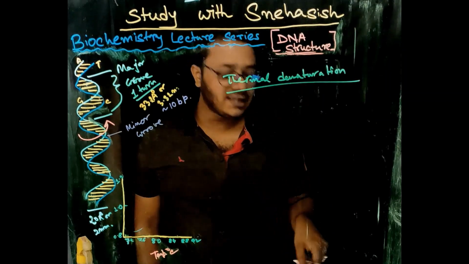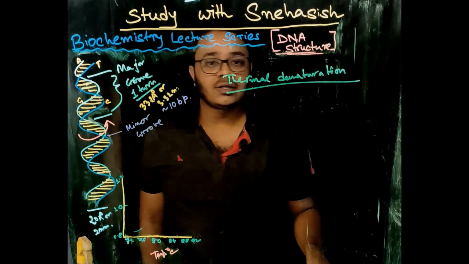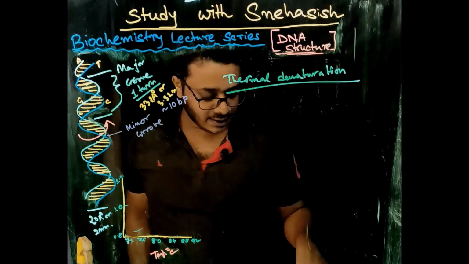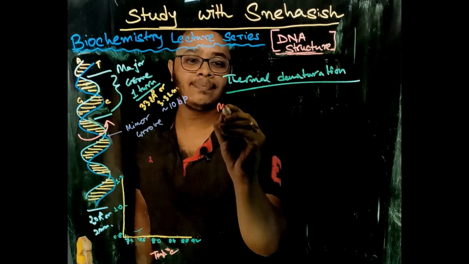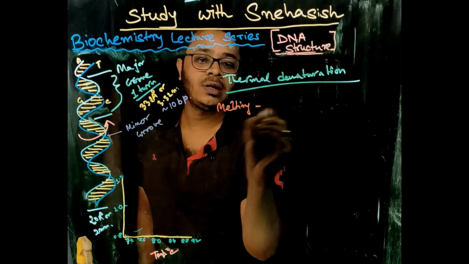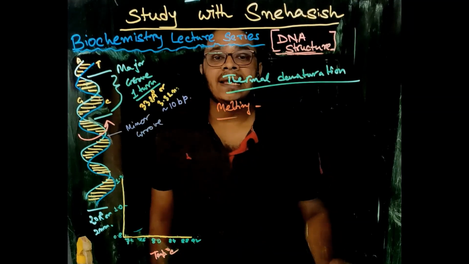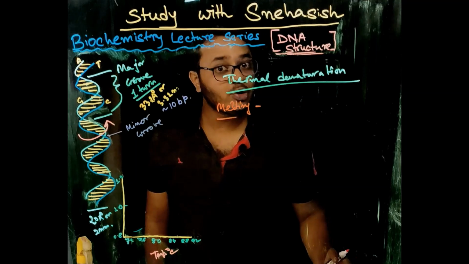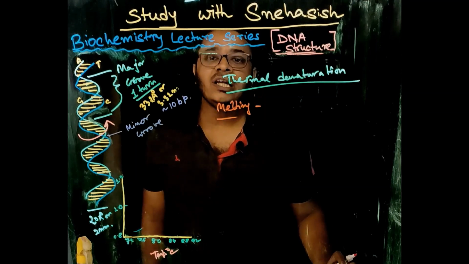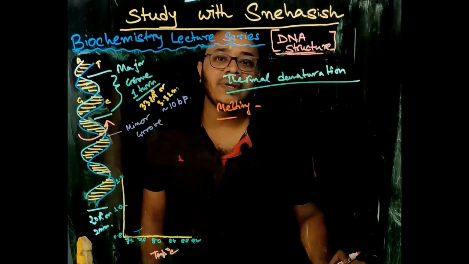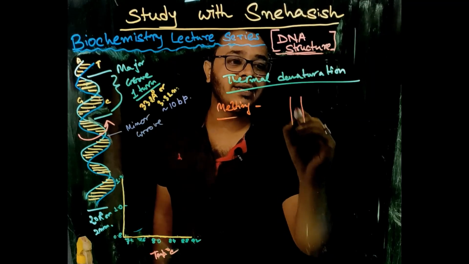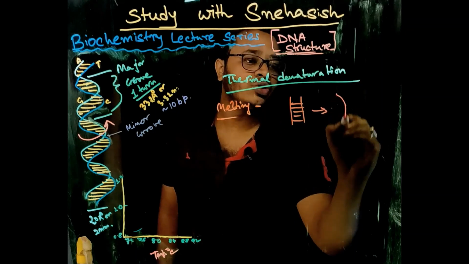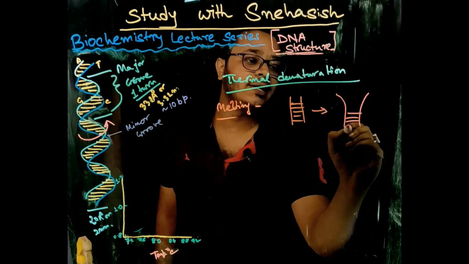What is denaturation? Denaturation, in case of DNA, which is also known as melting, does not mean that the DNA is disintegrated into pieces. Rather, melting or denaturation of DNA means that the double-stranded DNA is dissolved into single-stranded DNA.